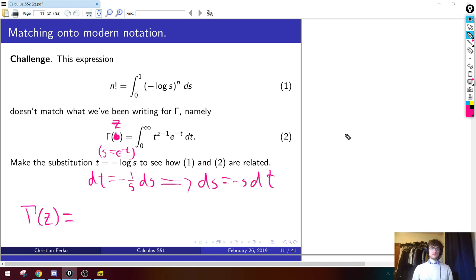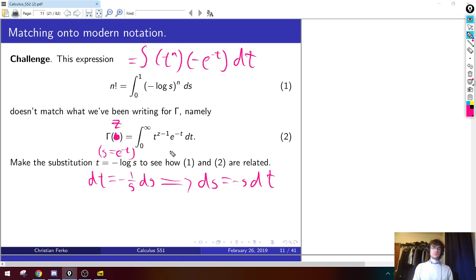So negative log s to the power of n becomes... why is this t to the n? Yeah, we'll have to change the endpoints as well, but this will be t to the n. What do I put in for the ds? ds is going to become negative e to the power of negative t, negative e to the negative t dt. Now the tricky part: how do the endpoints change?